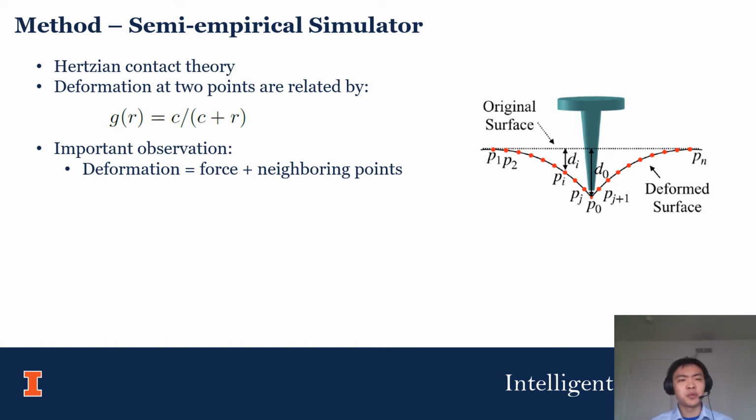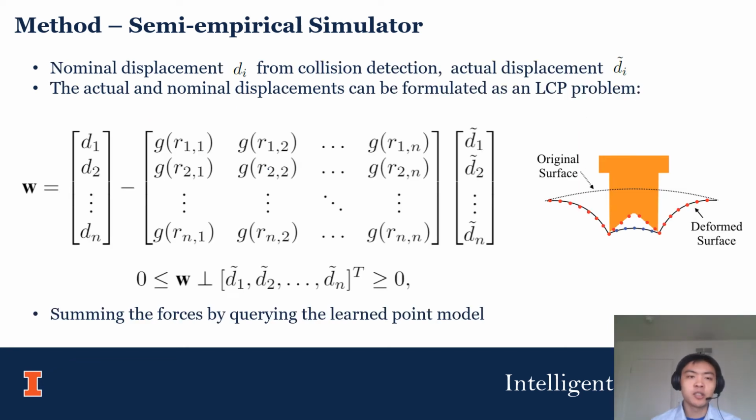We make an important observation in this case, which is that the displacement of each point is a combination of the external force and also the neighboring points dragging it down. Using this observation, we define two concepts. One is called the actual displacement, which means the amount of displacement that's actually contributing to force. And we also define what's called the nominal displacement, meaning the displacement you see when the object is deformed.